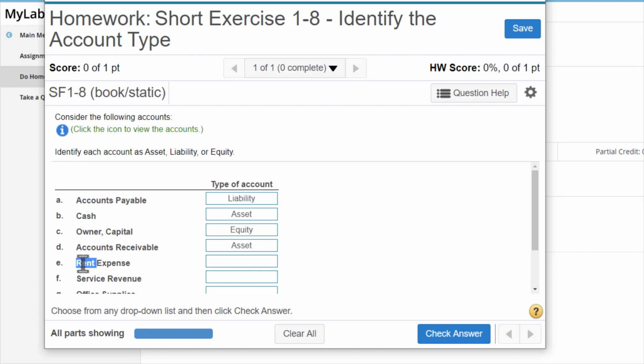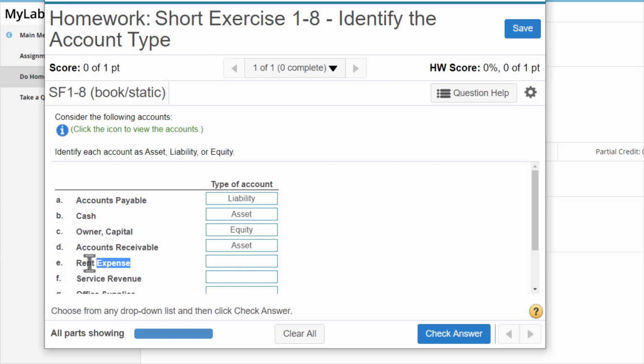All right. So technically rent expense is not an asset. It's not a liability, but it's part of equity. In other words, rent expense is one of the three things that affect equity. So remember, the three things that affect equity are expenses, revenues, and then draws. So by the way, since we're talking about it, how does rent expense affect equity?